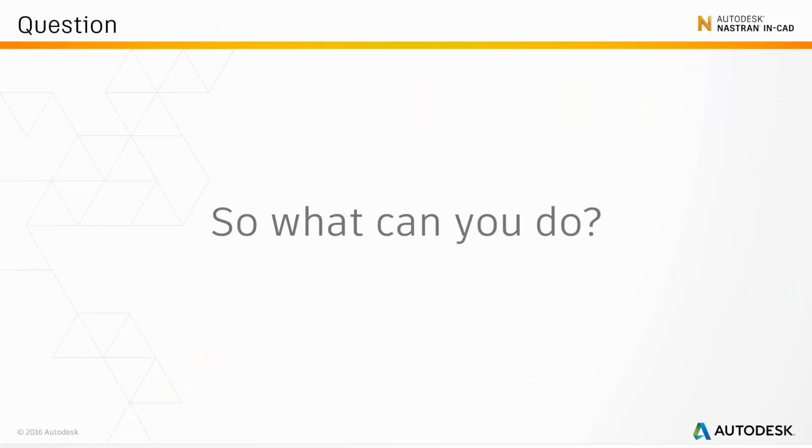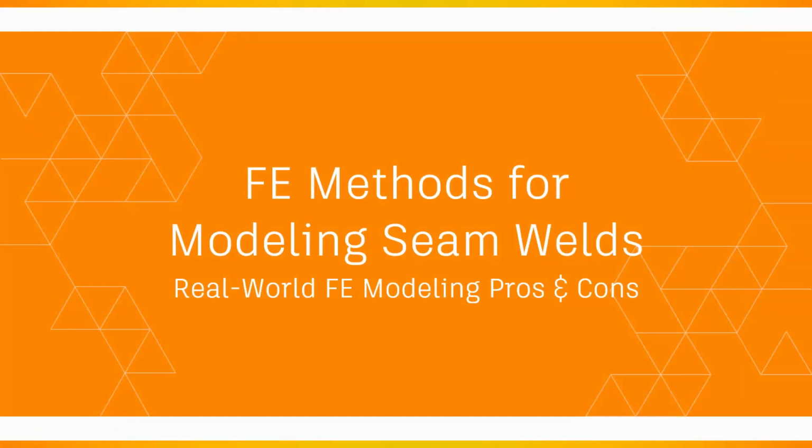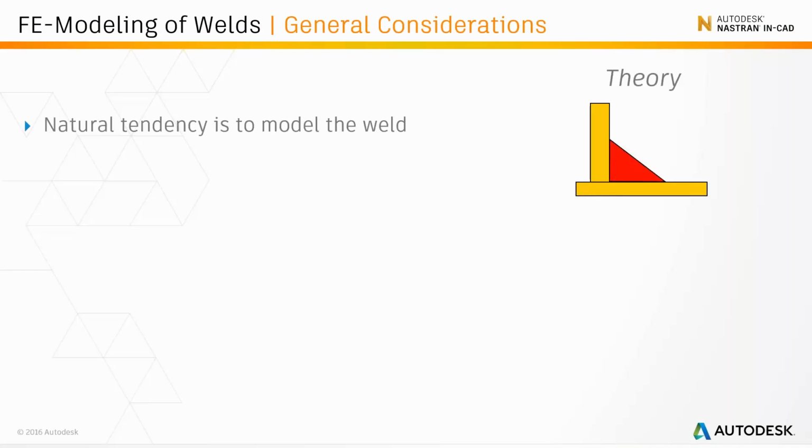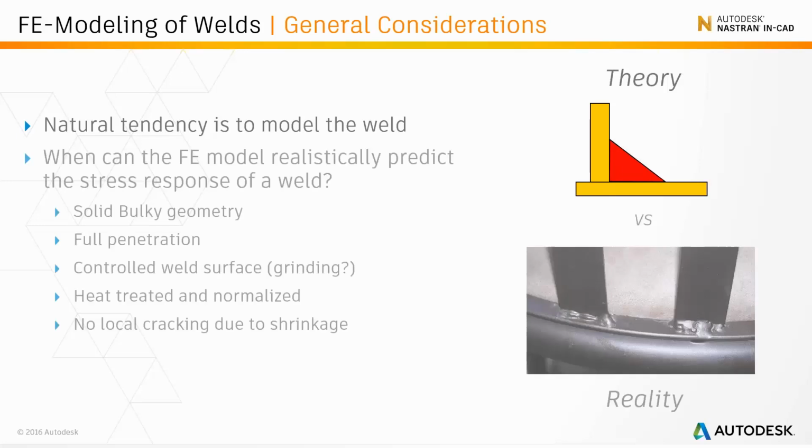So what can you do? Well, this is going to be the focus of the rest of our material for today. And what we're going to talk about is finite element methods for modeling seam welds, looking at real-world examples, the pros and the cons. So most engineers want to model the weld. We want to show it on a weld list. We want it to be shown on a drawing. Maybe we want it to be included in our mass properties so we get an accurate mass representation of our design. But is there a time when putting in a CAD-based weld is going to give you better stress results? The answer to that is very rarely and usually under very strict control.